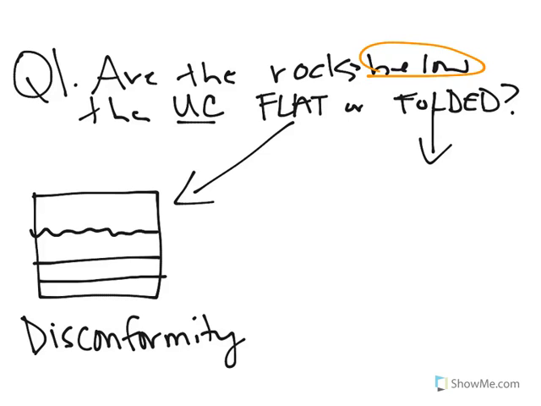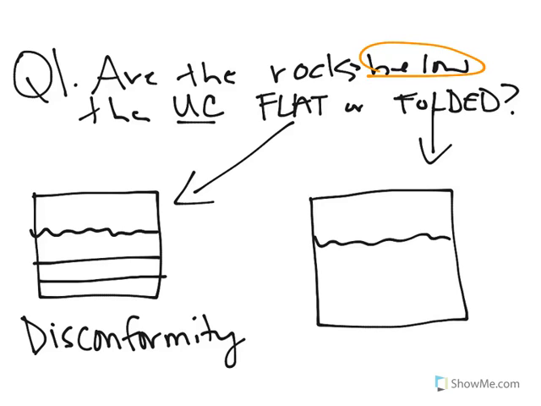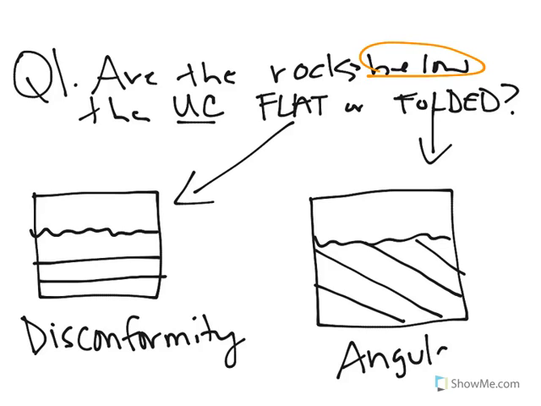Now, folded is going to be anything other than flat. So let's say there's my unconformity, and below it I've got my rocks, and maybe they look like this, they're tilted. The rocks below it sit at an angle to the unconformity, so we call this angular. Pretty simple, hopefully. You're always going to use one of these two words: either your rocks are flat or they are folded. It's kind of like a first name. Your unconformity is always going to have one of these names.